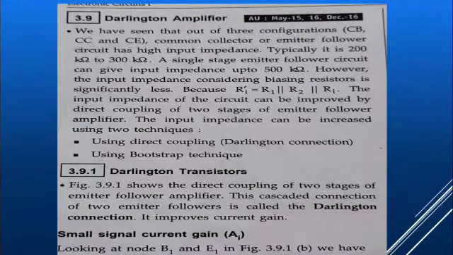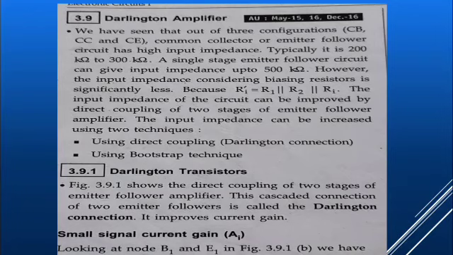We have seen the three configurations: common base, common collector and common emitter. The common collector or emitter follower circuit has high input impedance, typically in the range of 200 kilo ohms to 300 kilo ohms. So a single stage emitter follower circuit can give input impedance up to 500 kilo ohms. However, the impedance considering biasing resistors is significantly less. When you are going for multi-stage and connecting the stages directly, we go for the Darlington connection. If connected directly, the impedance value can be improved.